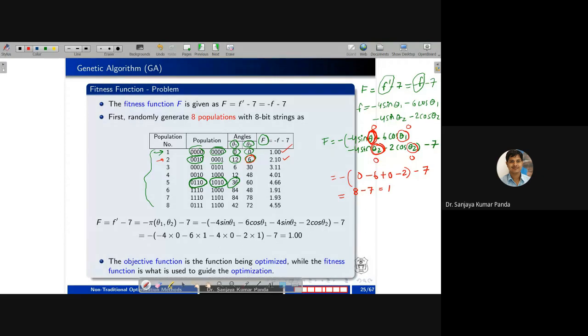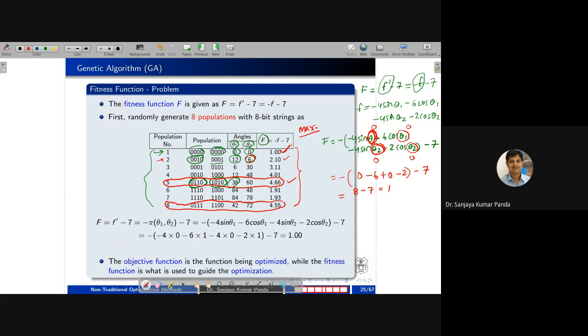And if it is a maximization problem, tell me which population is better. Maximization problem means maximum value is always better. So which population is better? Can anybody tell? Yes, population number 5, because it is giving you the fitness value as 4.66. 4.55 is the next best one, that is population number 8. In this way, you can decide which population is good, which is bad. For this particular problem, population 1 is performing very badly. Its value is 1, which is the lowest among all. So yes, here you can find the difference.